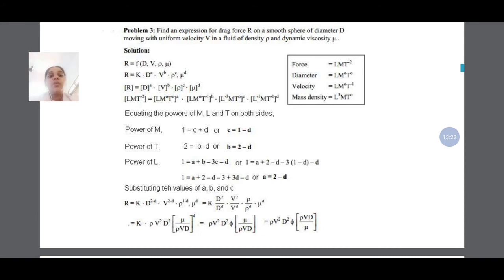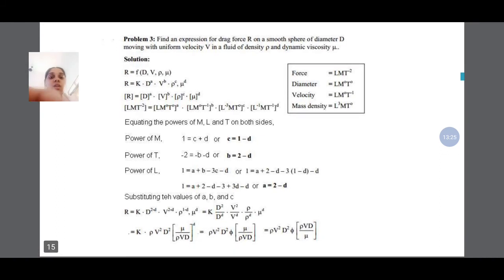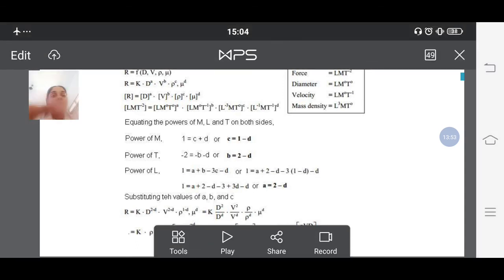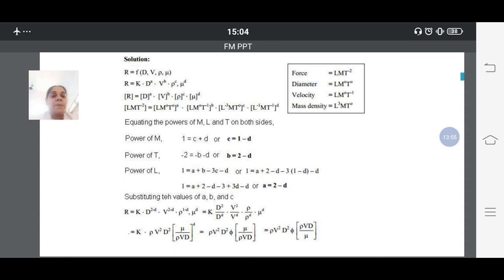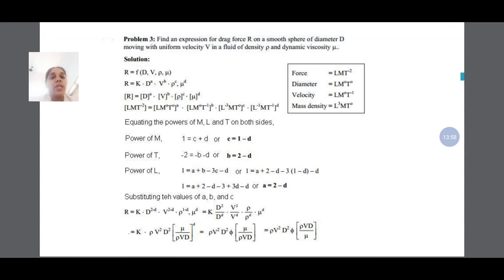And substitute the values of a, b, c in the second equation. So r equal to k into d power a, arbitrary constant. Substitute a equal to 2 minus d into v to the power of b. Substitute b equal to 2 minus d. Then for the third term, rho to the power of c equal to 1 minus d. Then mu equal to d, substitute the power of d as d. Then this term is simplified as r equal to k into d to the power of 2 minus d.